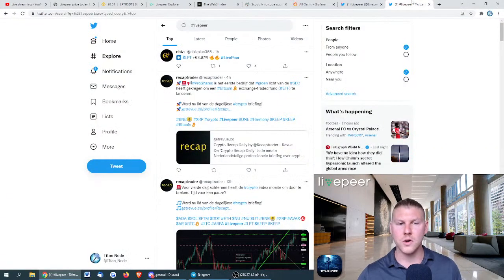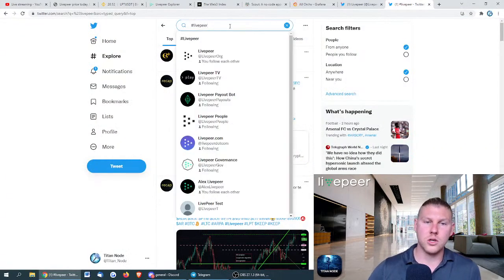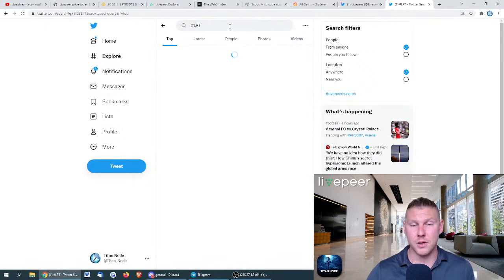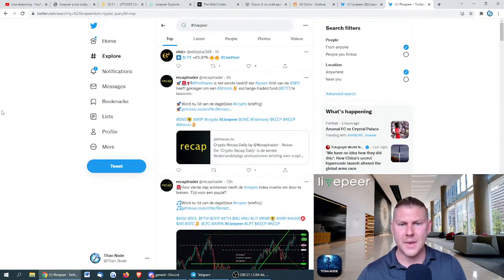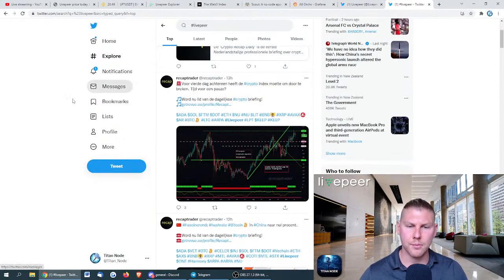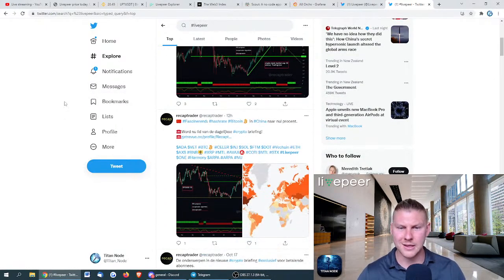So here, let's just hop over to Twitter real quick. When we do a search on hashtag Livepeer, let's do hashtag LPT. Okay, hashtag Livepeer, up 63%. You know, people hashtagging Livepeer. They're all just basic price predictions.